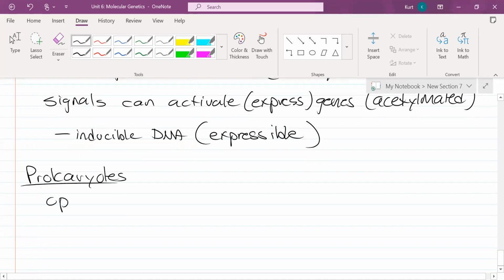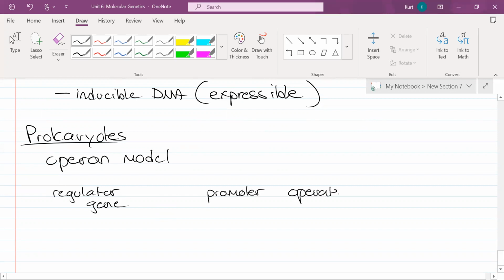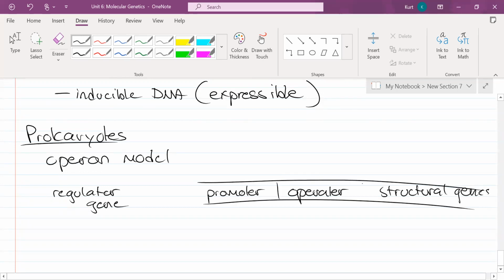When we talked about prokaryotes, we talked about the operon model. The operon model is where a prokaryote can actually regulate its own DNA. We have the regulator gene. Then we have the promoter, the operator, and the structural genes. The structural genes are the genes that you actually want to transcribe.